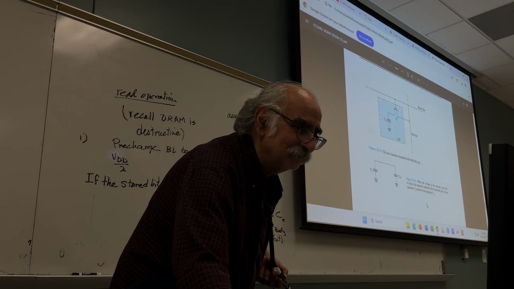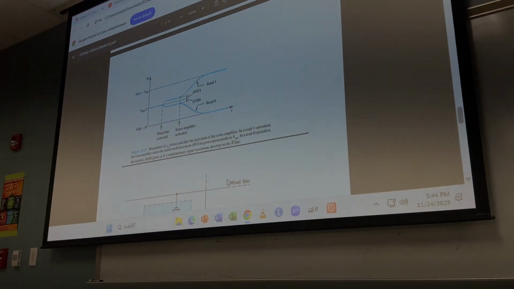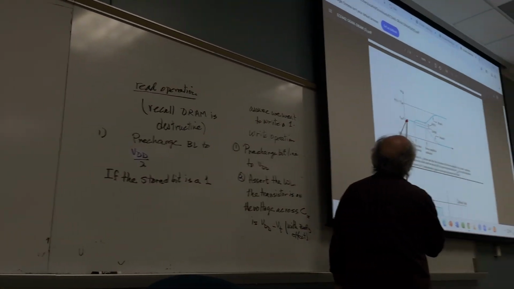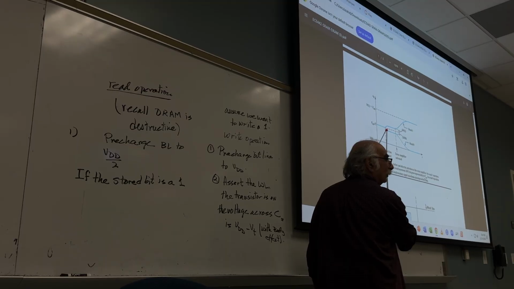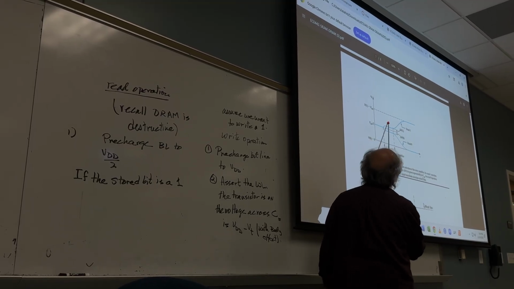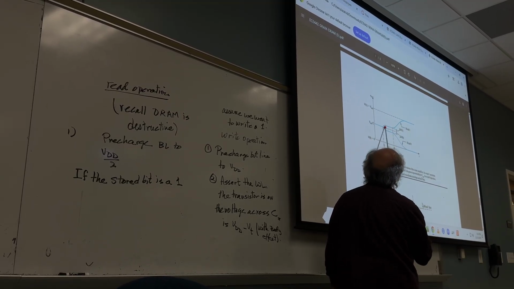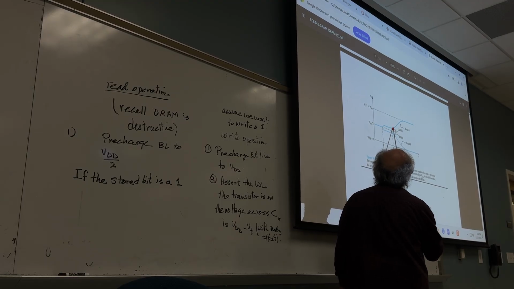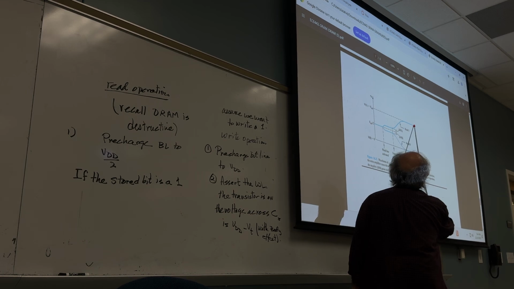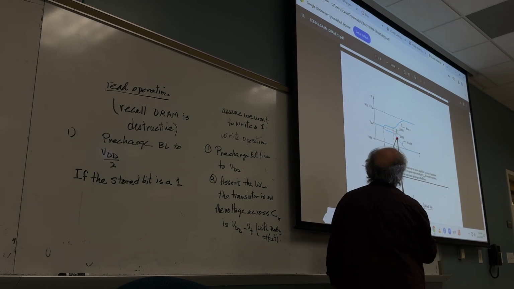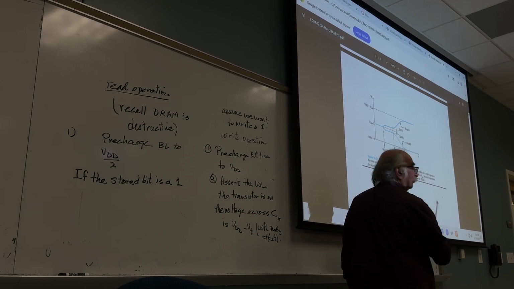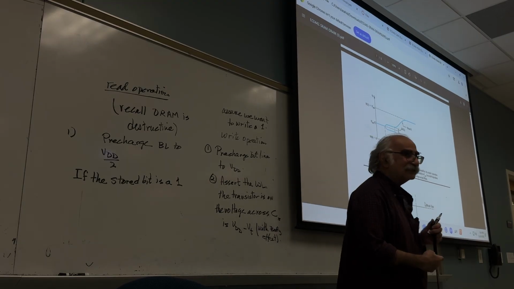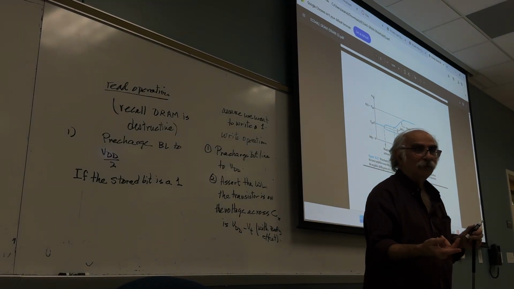Where is it? Here. Initially, what is it? VDD over 2. Yes? Either you go up or you go down. Down. The sense amplifier will activate, get it, and amplify it to 1 or 0. Take it all the way to 0. Yes? And then what does he do?